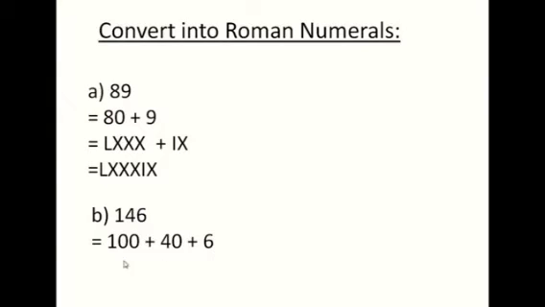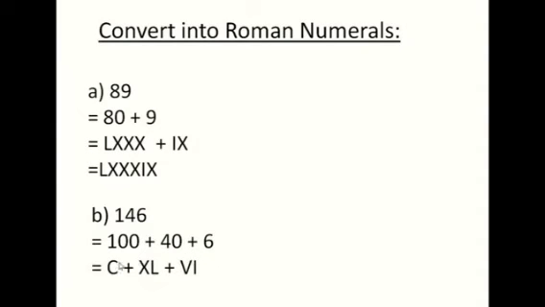And 6 means VI. So we will write separately for 100, then 40, then 6, the Roman symbols. Then we will write this plus symbol. After that we will write together. Let's see. So 100 has been written as C, 40 has been written as XL, and 6 has been written as VI.